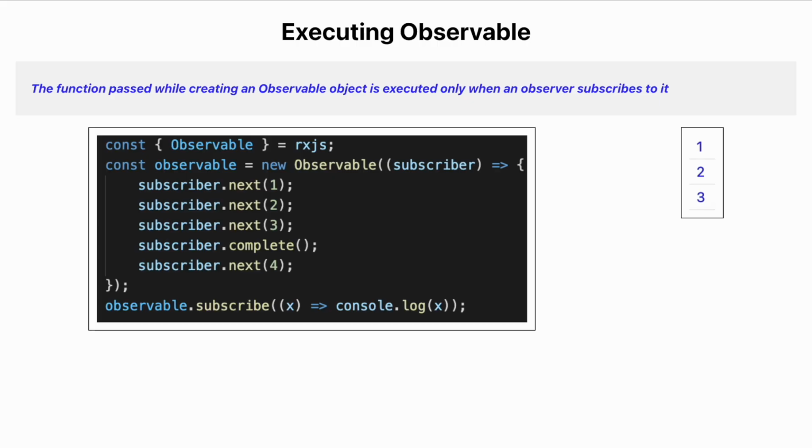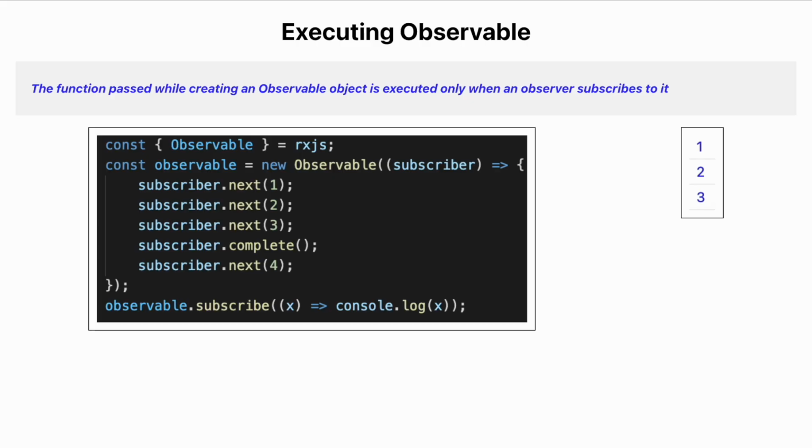There are three types of values an observable execution can deliver. Next: send a value of any type. Error: sends a JavaScript error or exception. Complete: does not send a value. Next notification can happen multiple times, whereas error and complete notifications can happen only once during observable execution, and there can be either one of them.